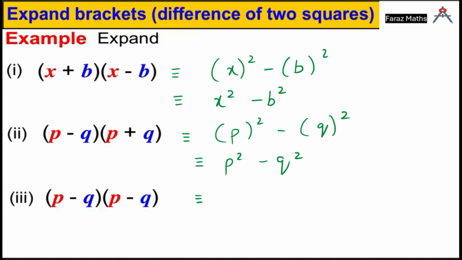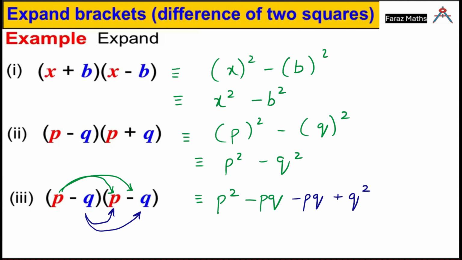Now look at it, p minus q and p minus q. Now this is not the conjugate of the first bracket. So what we have to do, you have to simply multiply p with p, that is p square, p times minus q, that is minus pq, and then you have to multiply minus q with p, that is minus pq, and then minus q with minus q, that is plus q square. So that's your result, p square minus 2pq, because two negative numbers always add with each other with a negative sign, and then plus q square. P square minus 2pq plus q square.